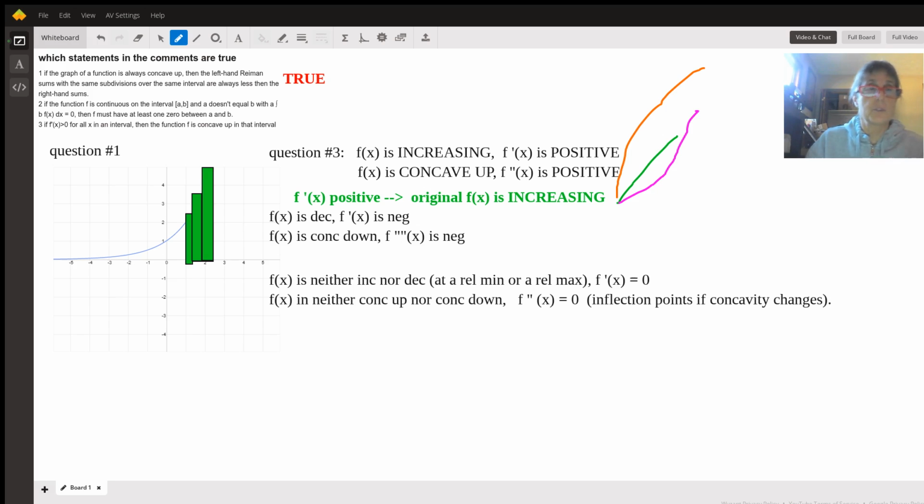So the derivative doesn't tell you anything about concavity. The second derivative tells you about concave up or concave down. The first derivative only tells you whether the original function, f of x, is increasing or decreasing. So this one is false for sure.